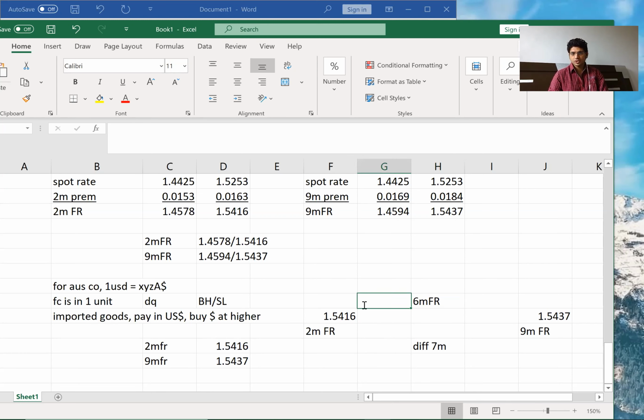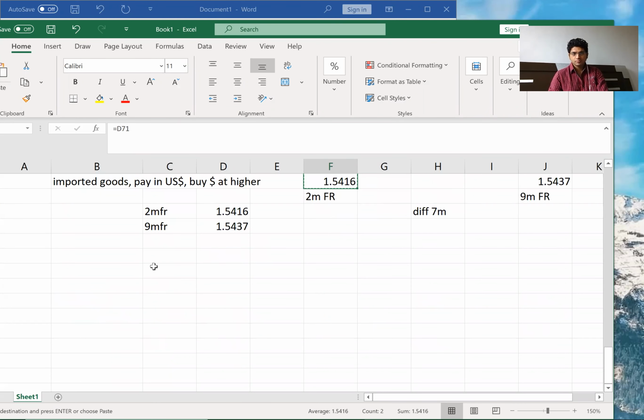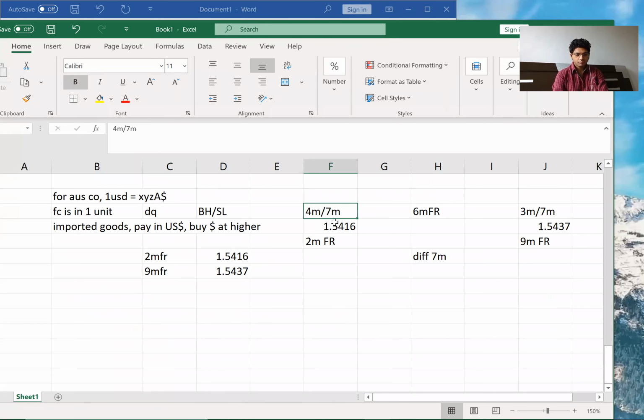2 months to 6 months is 4 months out of the total 7 months. 6 months to 9 months will be 3 months out of the total 7 months. So now I want the mid rate, so I'll cross multiply.